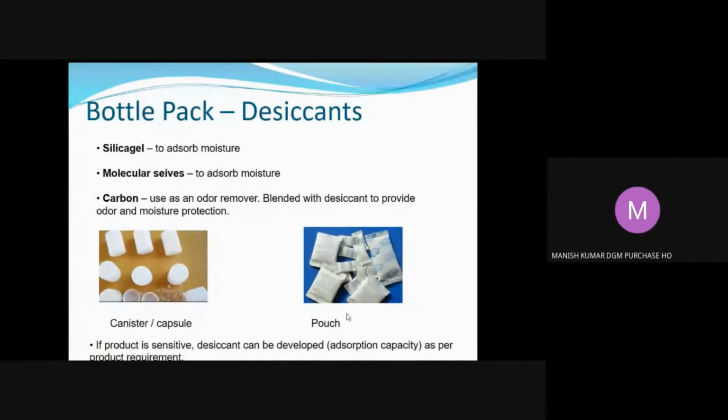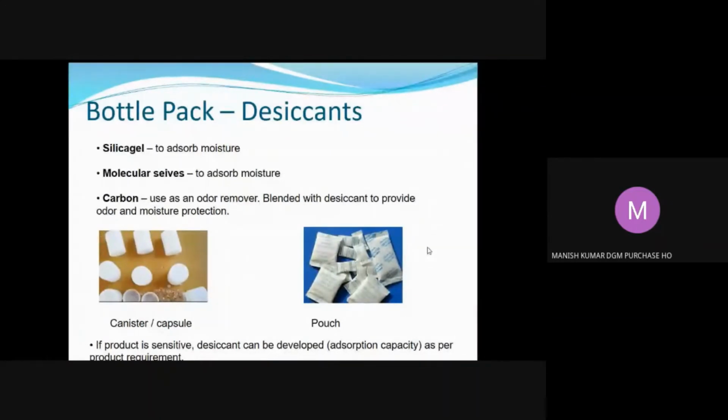And the critical thing you should know is what is the absorption capacity of silica gel, what is the absorption capacity of molecular sieve, what is the residual moisture content, and what is the rate of absorption. These are very critical factors for selecting any desiccant, and what is the weight of the desiccant you are using. Either it is 5 gram or 1 gram or 2 gram or 3 gram or 0.2 gram. So those things are decided as per your product stability and performance. So desiccants are available in the form of canister as well as in the form of sachet also.